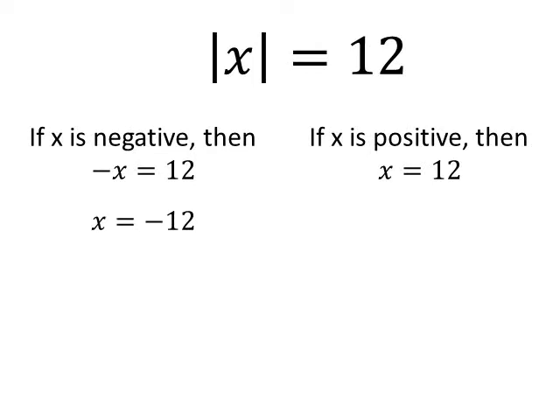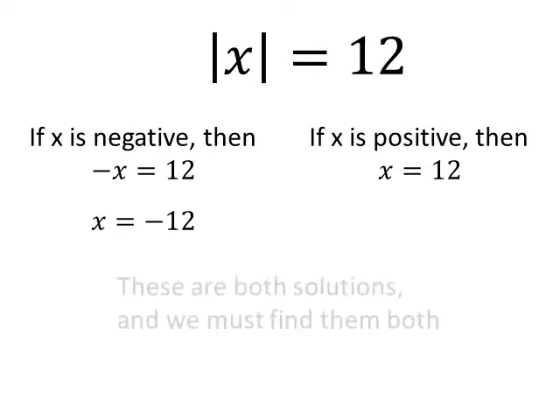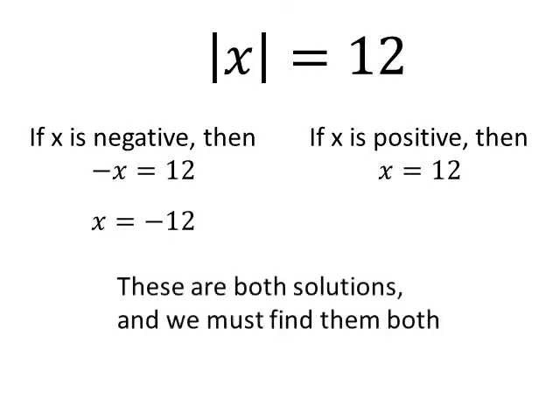So since we don't know if x is positive or negative, then there are two potential solutions to this problem. Either x equals -12 or x equals +12. So in this case, these are both correct solutions to this problem. If you plug them into the beginning, the absolute value of -12 equals 12, and the absolute value of 12 equals 12, they'll both result in a true equation, which means that when we want to find the solutions to an absolute value problem, you need to find both solutions.